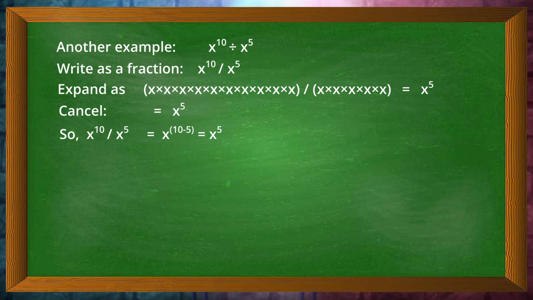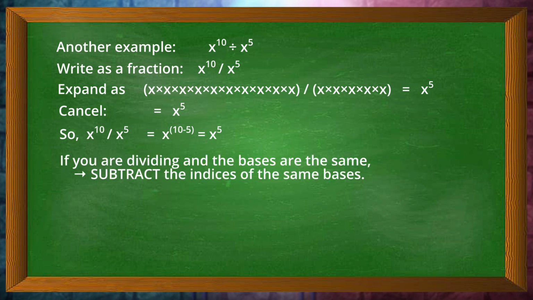This is because the 5 x factors in the denominator cancel with 5 of the x factors in the numerator, leaving 5 uncancelled x factors written as x to the power of 5. The difference between the index in the numerator and the index in the denominator is 5. This allows us to state the law of dividing in algebra. If the bases are the same and you are dividing, subtract the indices of the same bases.